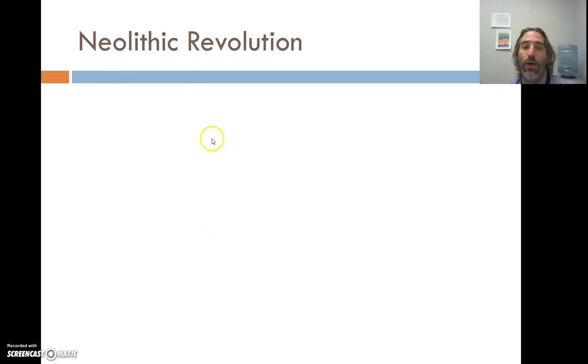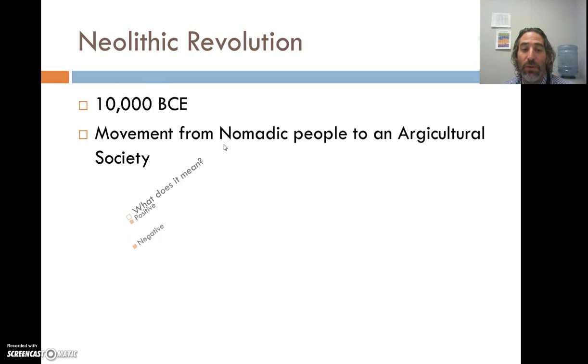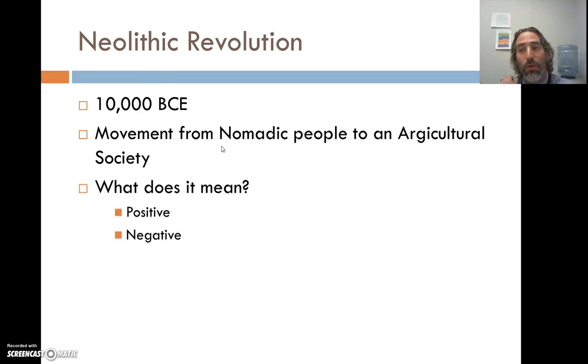The Neolithic Revolution happens 10,000 BCE, before Common Era. That's about 12,000 years ago. And we see it's the move from nomadic people, where people would move around the world following their food sources. They were hunters and gatherers. They would pick berries off of wild trees or wild fruit or wild vegetables, and they would hunt animals, and they moved to an agricultural society where they farm their own food, they domesticate their own animals.